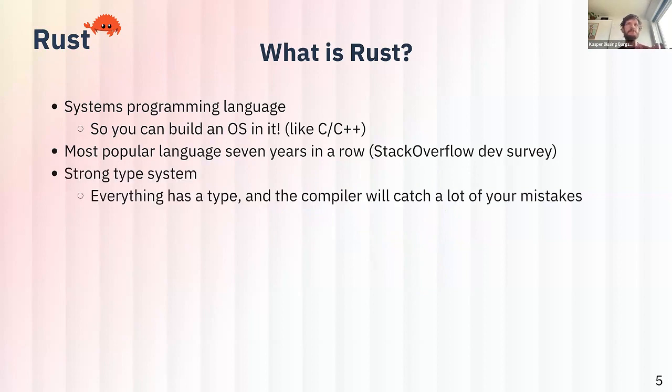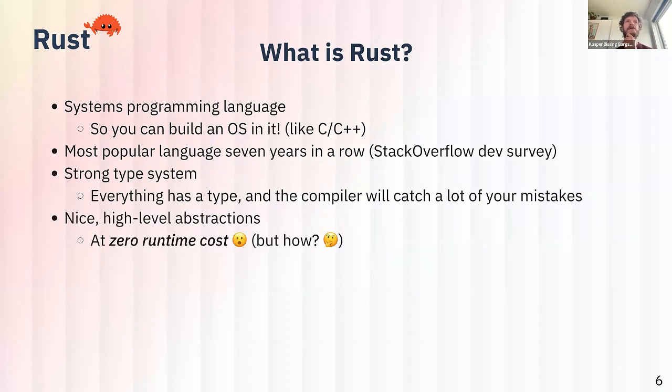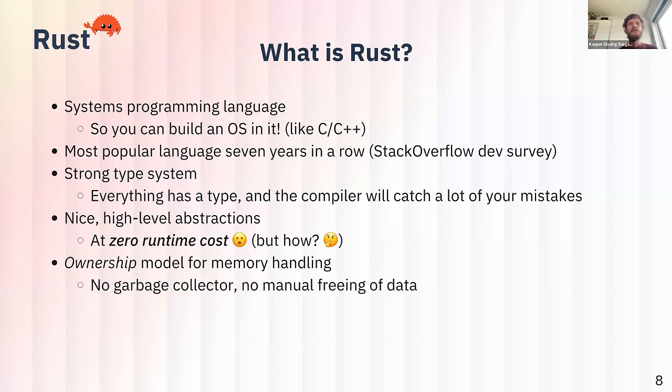It has a very strong type system, so everything has a type, and the compiler will catch a lot of your mistakes. And it has some really nice high-level abstractions, which differs a lot from C and C++. And these come at zero runtime cost because of some neat ways that they've implemented it. So the cost comes at compile time instead, but Rust is still quite fast to compile. And they use this thing called the ownership model for memory handling, which differs from other types of languages that have garbage collection or manual freeing of data.